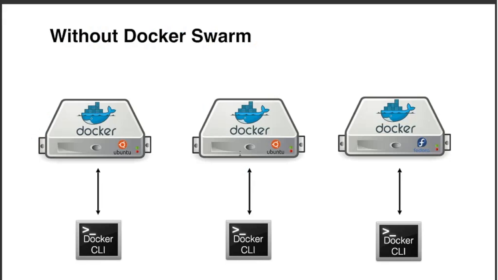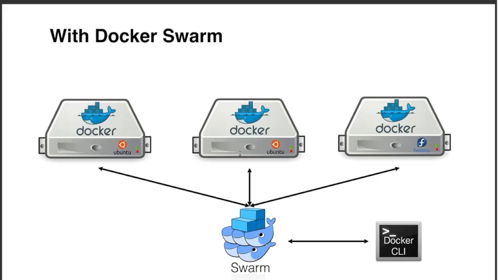Today, if you don't use Docker Swarm and you want to start multiple containers on multiple machines, what you usually do is you take your CLI with -H, use the IP and port of the first machine, and start a few containers. Then you change the -H IP and port, put the second machine, start containers, and so on and so on. It's really a pain to maintain because you have to remember which container is on which node. It's really a maintenance burden.